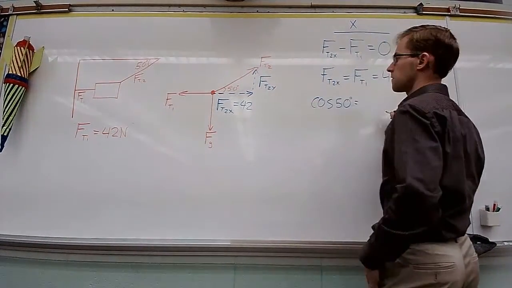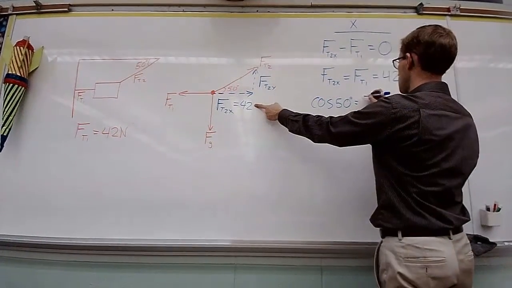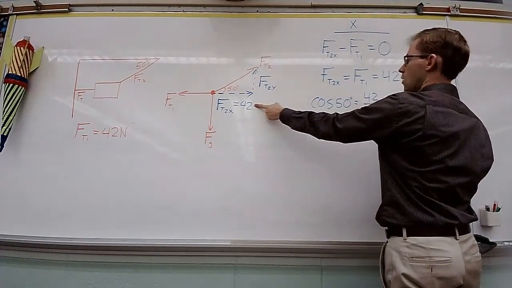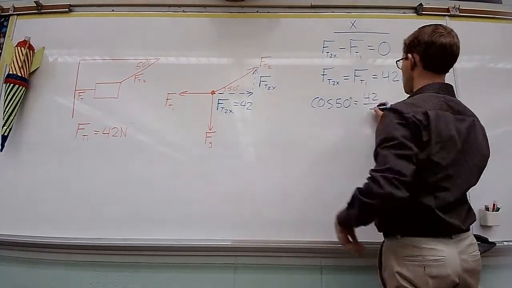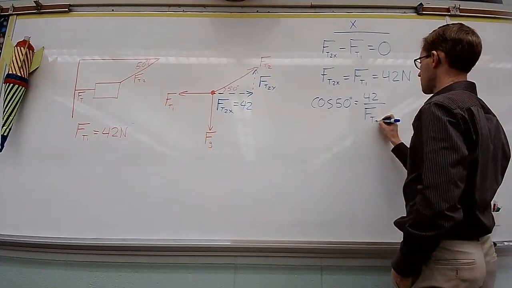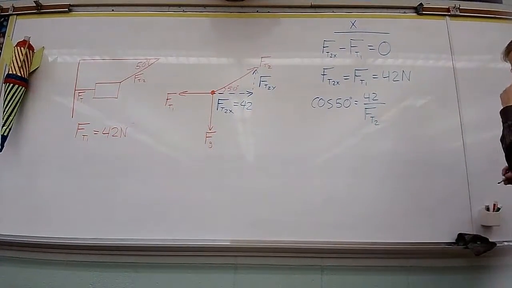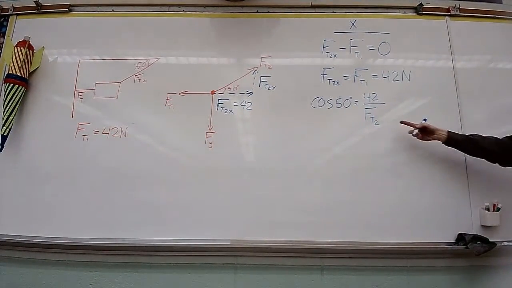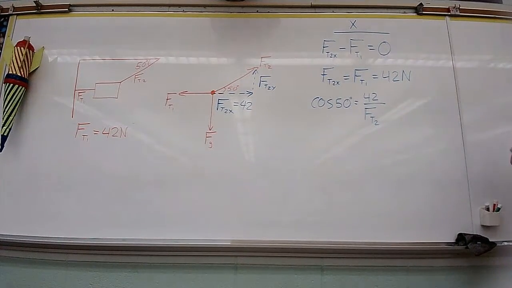So cosine of 50 is equal to adjacent over hypotenuse, Ft2. That's what we're looking for. And we can use that equation to solve for Ft2. Now this looks a little bit different.